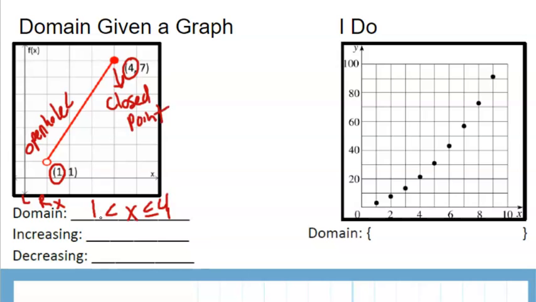Is this increasing? Yes. Is this decreasing? No. Okay, the domain for this one is discrete, so it's going to be a list of numbers. So let's see, we have 1, 2, 3, 4, 5, 6, 7, 8, and 9.